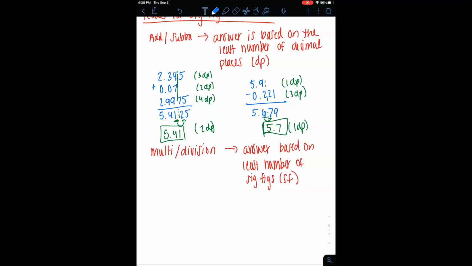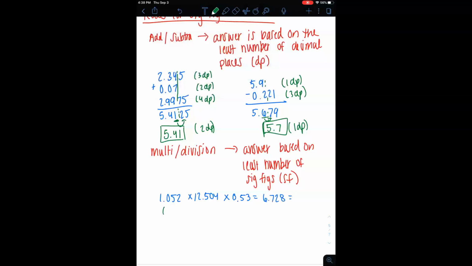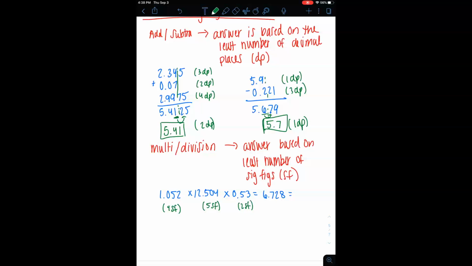So if we were to do a problem here, maybe 1.0 there. If I were to actually plug this in my calculator, it would give me a value like 6.728, yada, yada, yada. So what we're looking for then is obviously the least number of sig figs. So we would go through, oh, this has 4 sig figs, 5 sig figs, 2 sig figs. So obviously my final answer needs to have the least number of sig figs, which is 2. So my final answer for this would be 6.7.